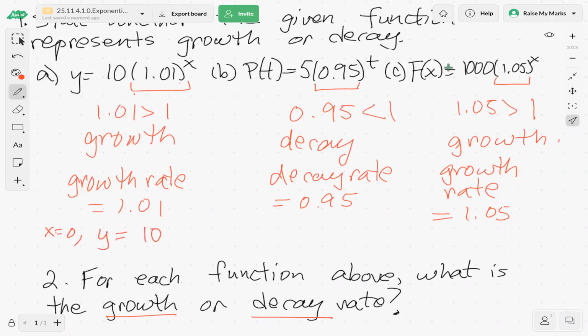So in part B, when t equals 0, so P of 0, what do we get? We get 5. And finally, in part C, f at 0 is 1,000. So these are our initial values.